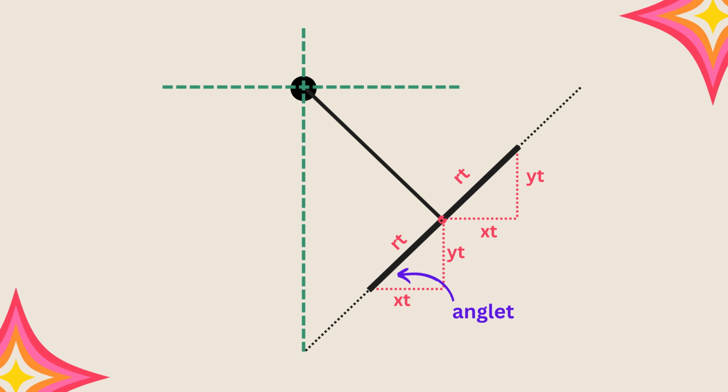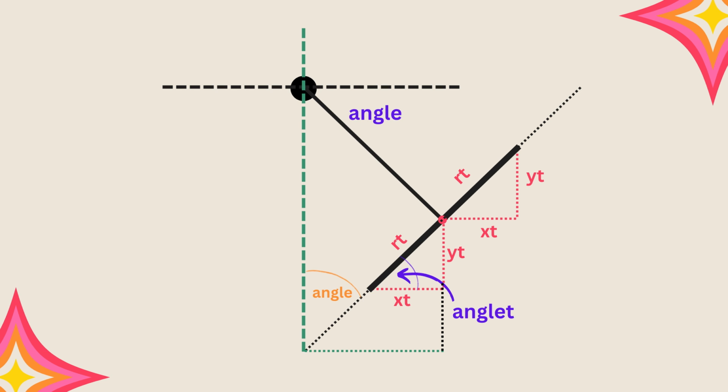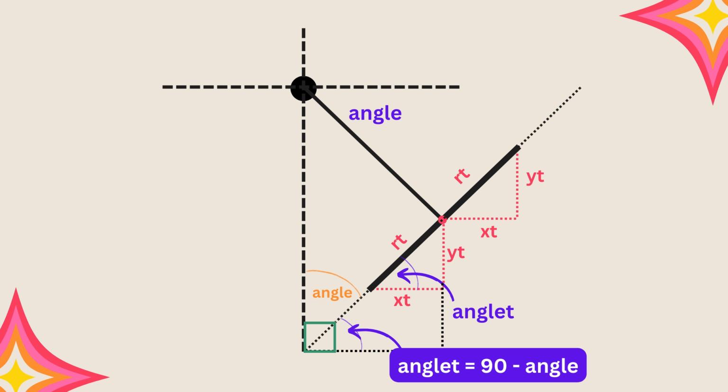Because these two lines are perpendicular to each other, we know that the sum of these two angles is 90 degrees. So this angle is 90 minus the variable angle. The sum of all the angles in a triangle is 180 degrees. So we know that this angle is equal to the variable angle, or 180 minus 90 minus the variable angle minus 90. These two lines are also perpendicular, so the sum of these two angles is 90 degrees. And now we know that angle t must be 90 minus the variable angle.